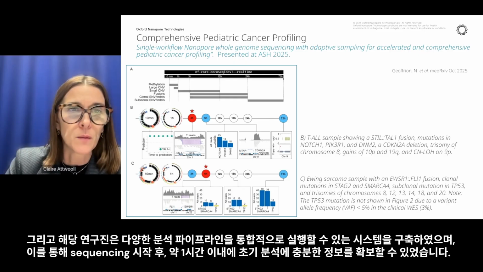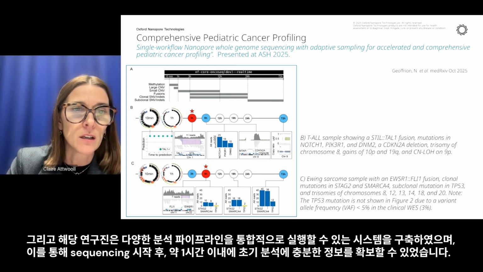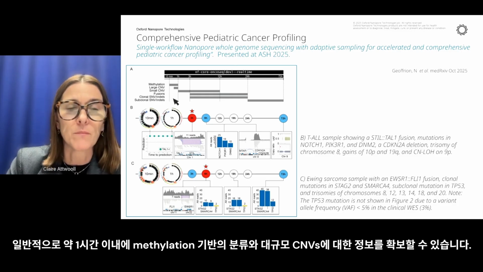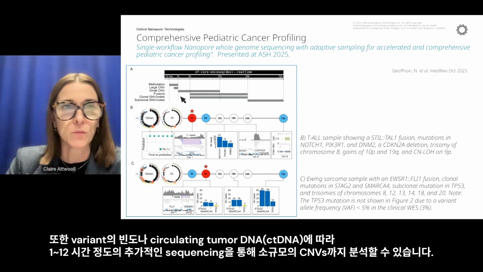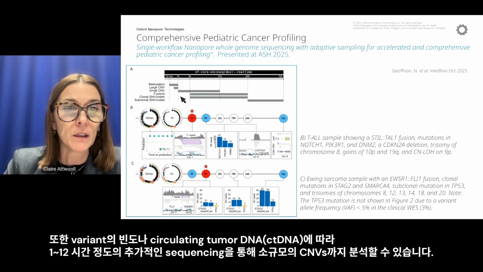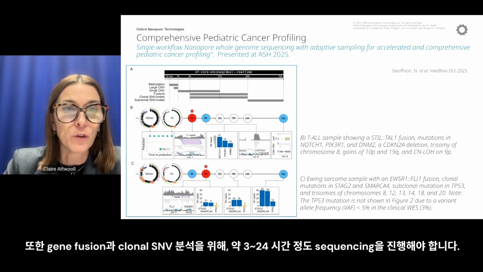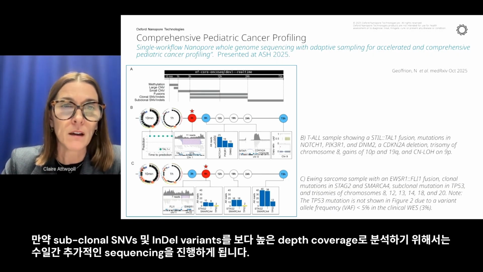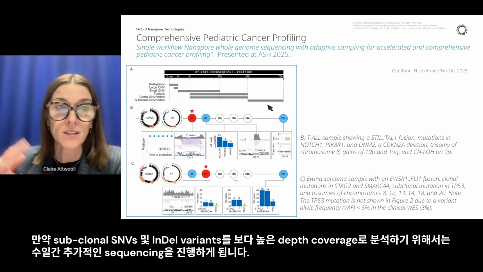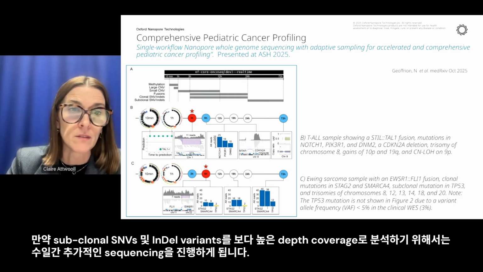So they created this wrapper that runs all of their pipelines. And essentially within the first hour, they have enough information to generally get a methylation classification and their large copy number variants. And then within the next hour to 12 hours, depending on how prevalent that is and what tumor fraction you're looking at, they have their small copy number. They run from 3 to 24 hours to get their fusions and their clonal single nucleotide variants. And then they keep running for the last couple of days just to get the highest depth coverage they can for subclonal SNVs and indels.